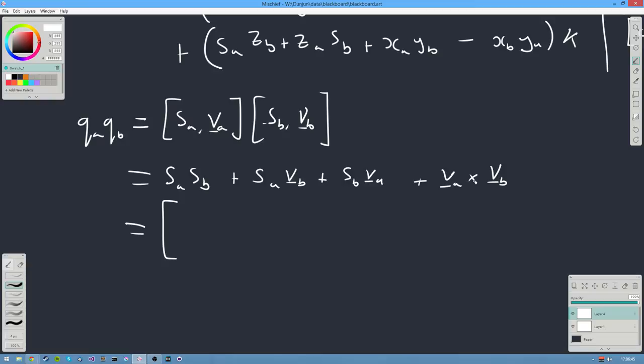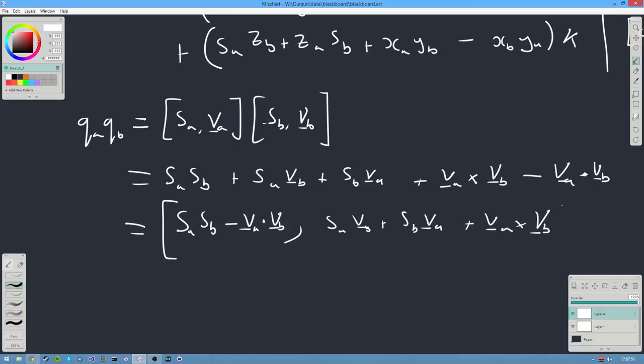It's not just the cross product, it's VA dot product with VB. Some people may have noticed where this identity comes from, but I'm not going to explain that today. You can prove it by just expanding these out. It's a bit too long and rigorous. So if you rewrite this, Q times A can also be written as SA SB minus VA dot product with VB. And then the vector part can be written as SA VB plus SB VA plus the cross product VA with VB. So that's another way of doing multiplication with quaternions.